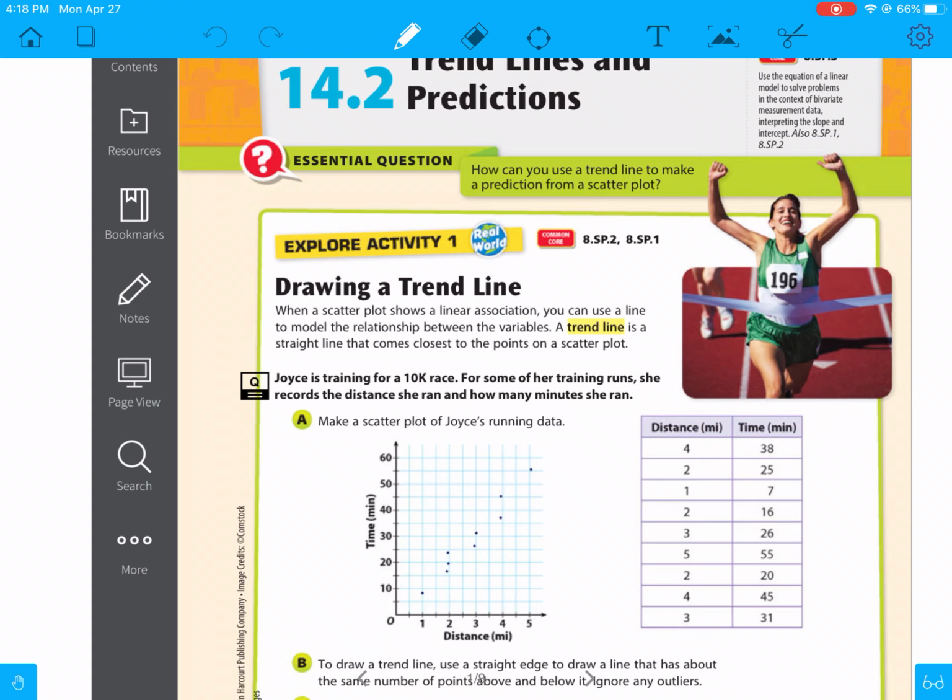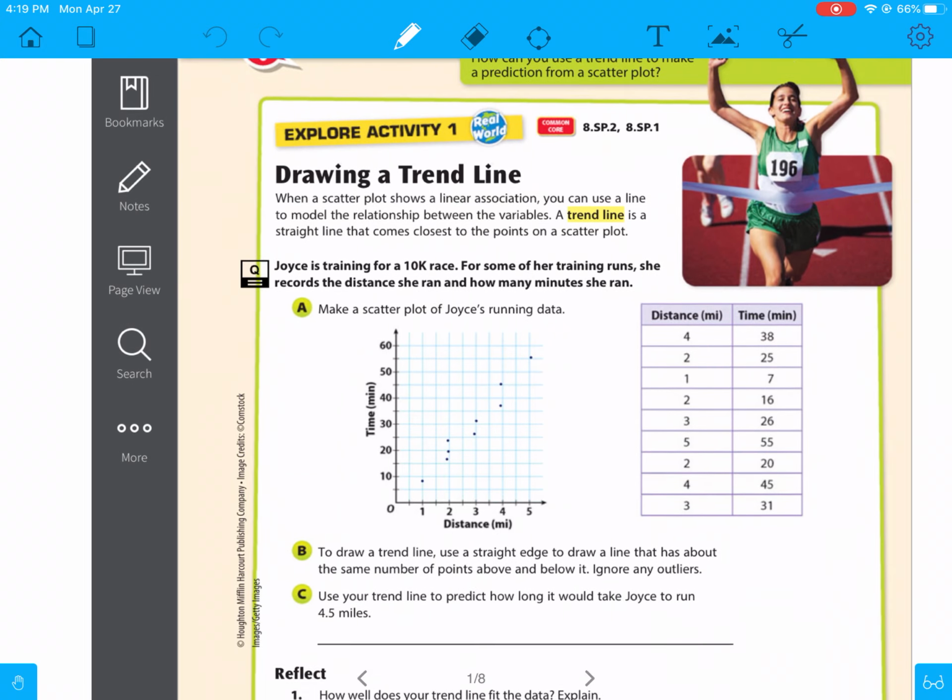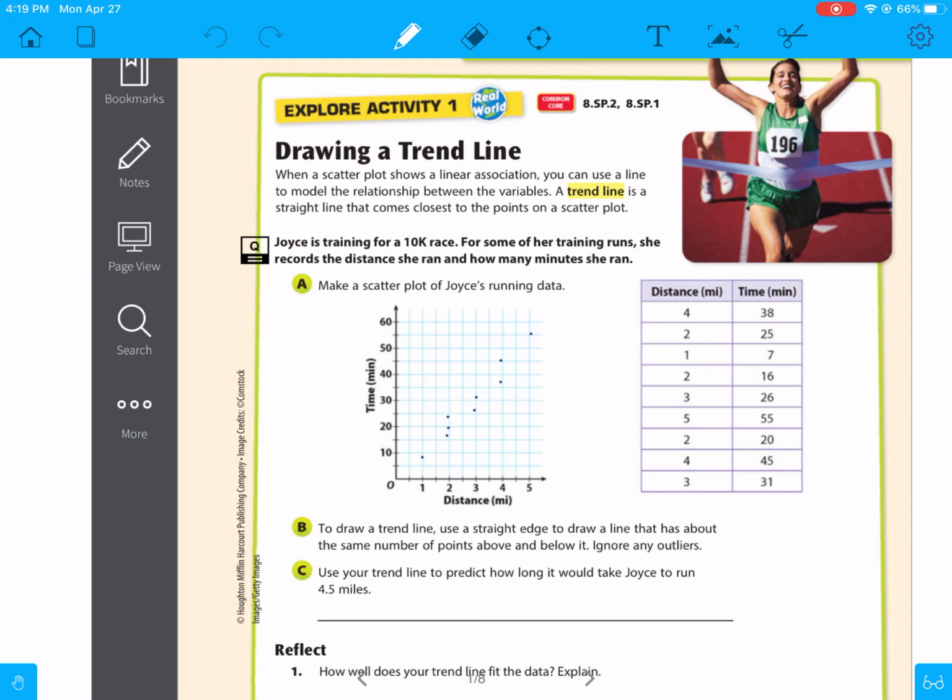When a scatter plot shows a linear association, being a straight line, you can use a line to model the relationship between the variables. A trend line is a straight line that comes closest to the points on a scatter plot. First thing you're going to do is take all of your points here and create a scatter plot. I've already done that.